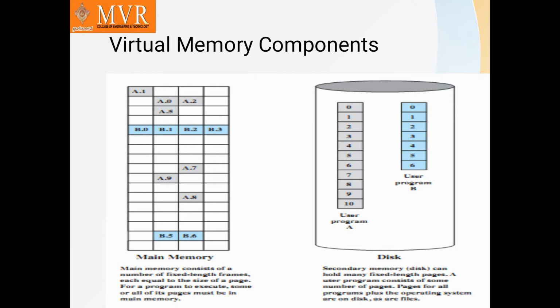A user program consists of some number of pages, and the pages of all programs plus the operating system are on the disk as files. See here, you observe the disk picture. Here user program A and user program B are there. Those are in the secondary memory.